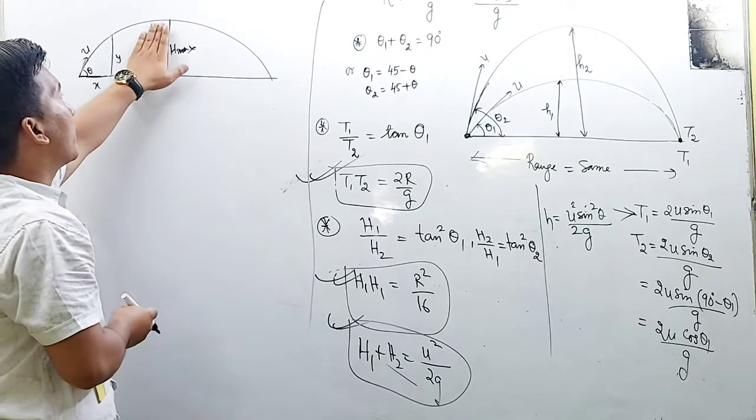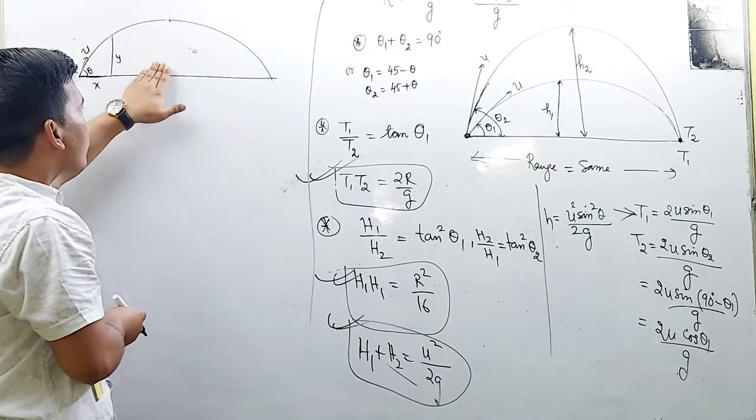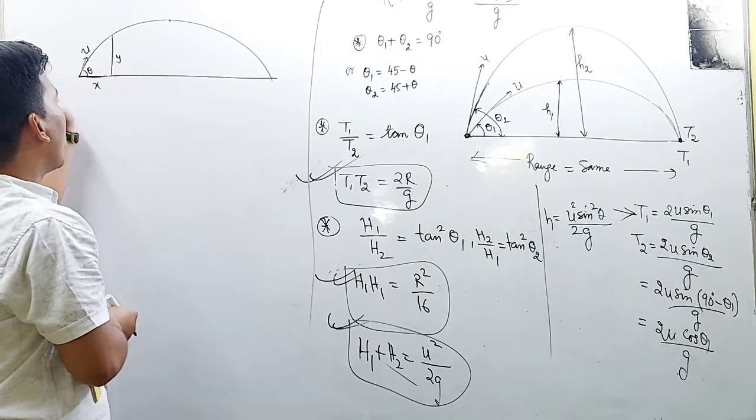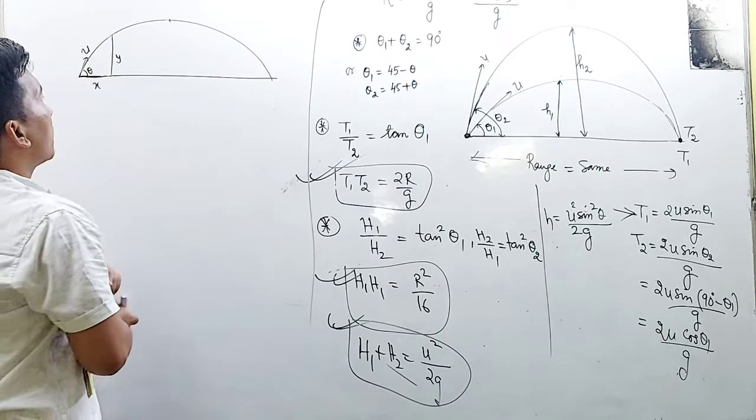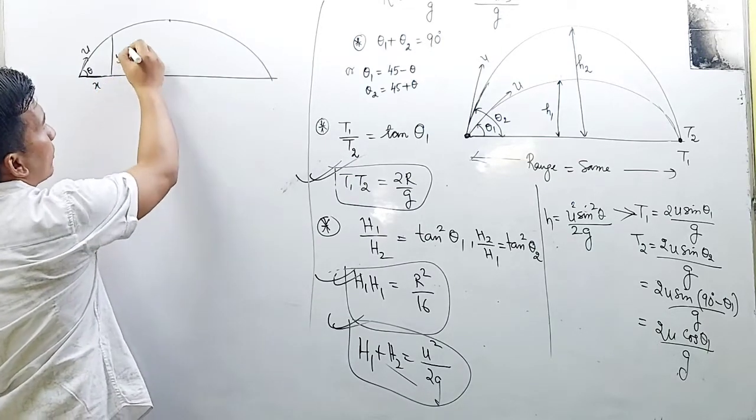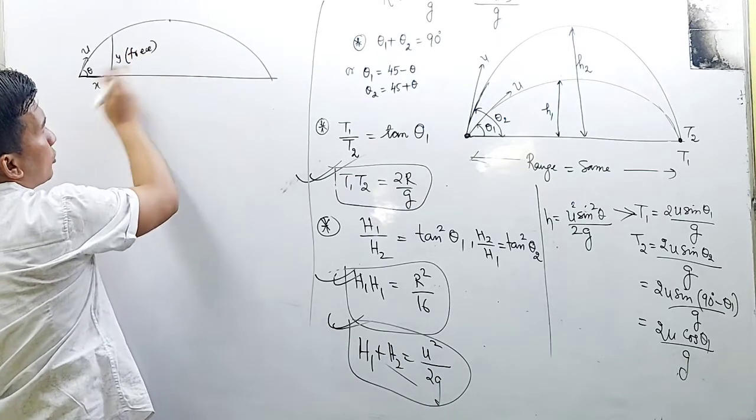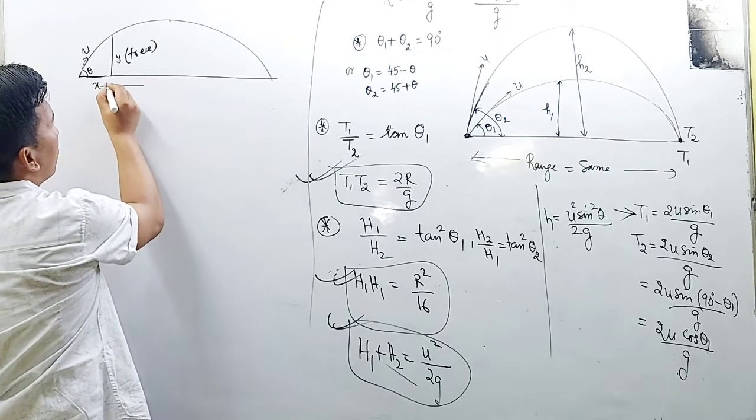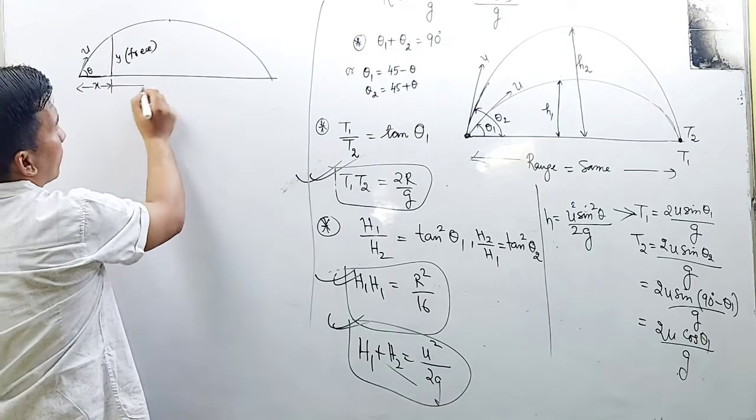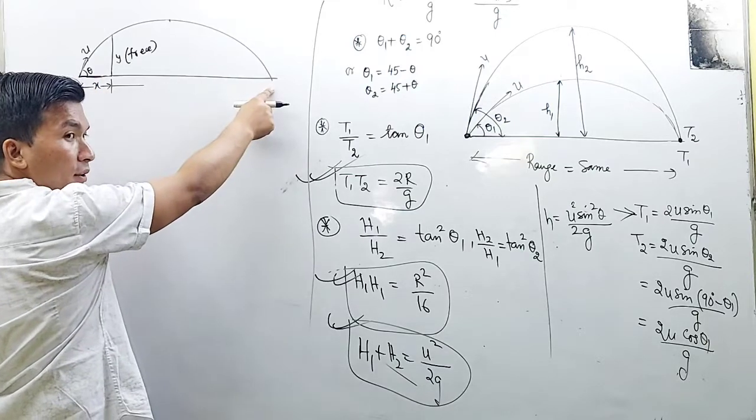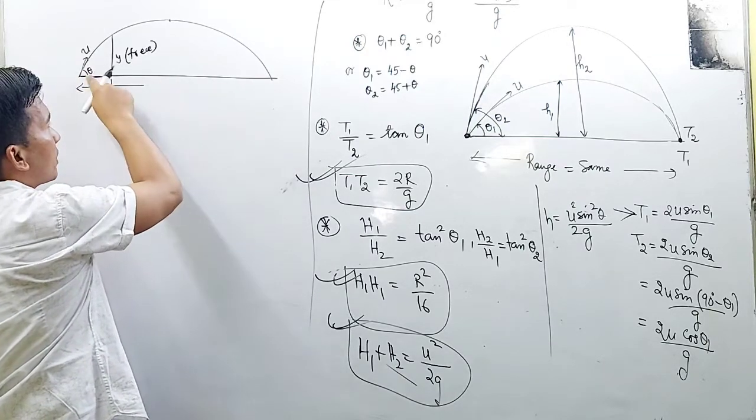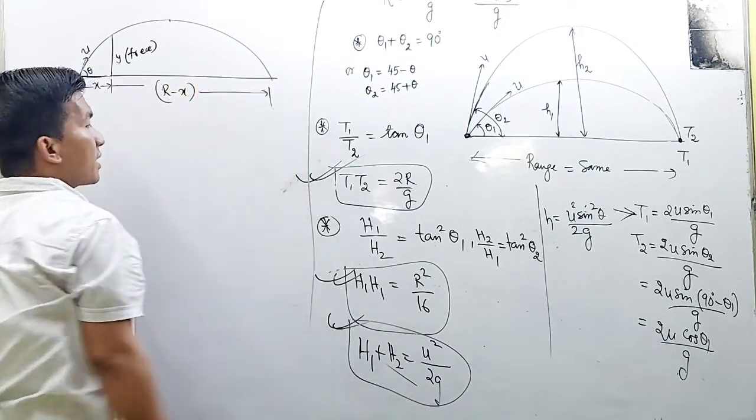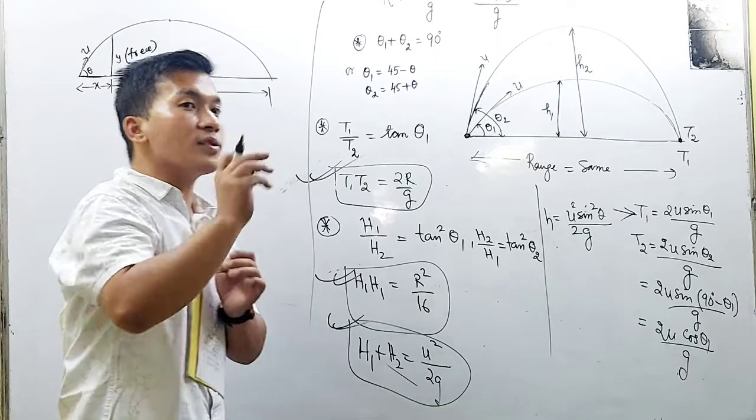It is a very simple way. When the object is thrown from a distance x away from the tree, it lands on the other surface on another side. From here to here is the range R. This is the range, and this distance is R minus x.